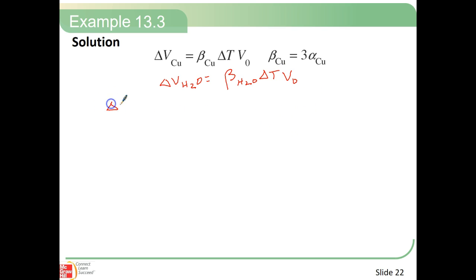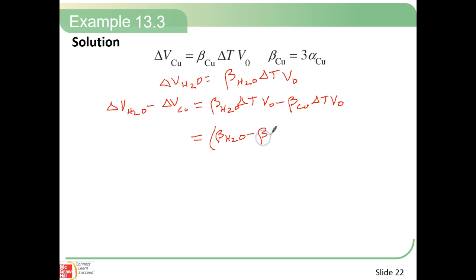So now what we can do is say the change in volume of the water minus the change in volume of the copper, and this is because we know the volume of the water will expand more than the copper will, is equal to the beta of the water times the change in temperature times the original volume minus the beta of the copper times the change in temperature times the original volume. So now we can factor out the betas, so beta of water minus the beta of copper, and that's because the temperature change and the original volume are the same.